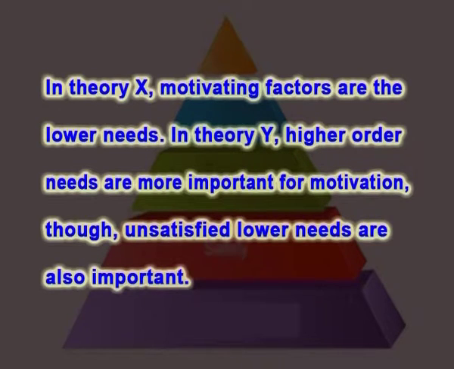According to theory X, most people have little capacity for creativity, while according to theory Y, this capacity is widely distributed in the population. In theory X, motivating factors are the lower needs. In theory Y, higher order needs are more important for motivation, though unsatisfied lower needs are also important.